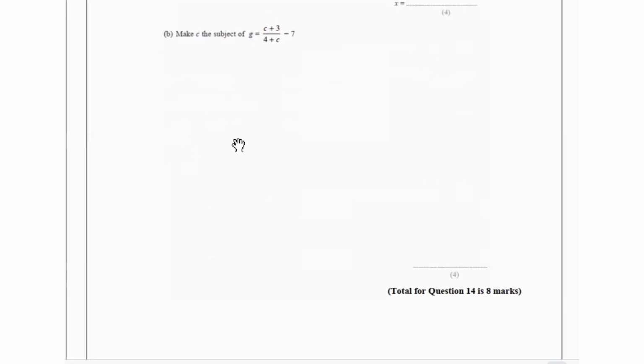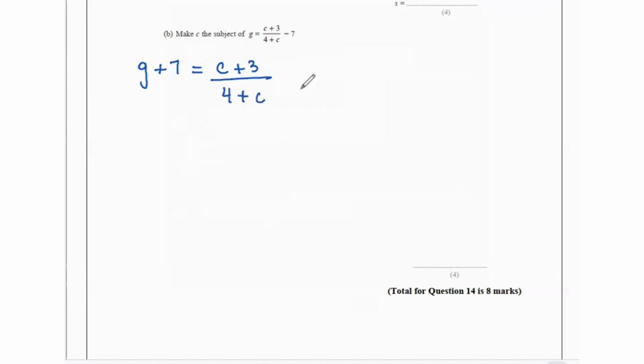Then part B says make C the subject of G equals (C plus 3) over (4 plus C) minus 7. Currently the subject of the equation is G, and we have to make sure that C is the subject. So first, I would like to move the 7 to the other side. So we'll have G plus 7 equals (C plus 3) over (4 plus C).